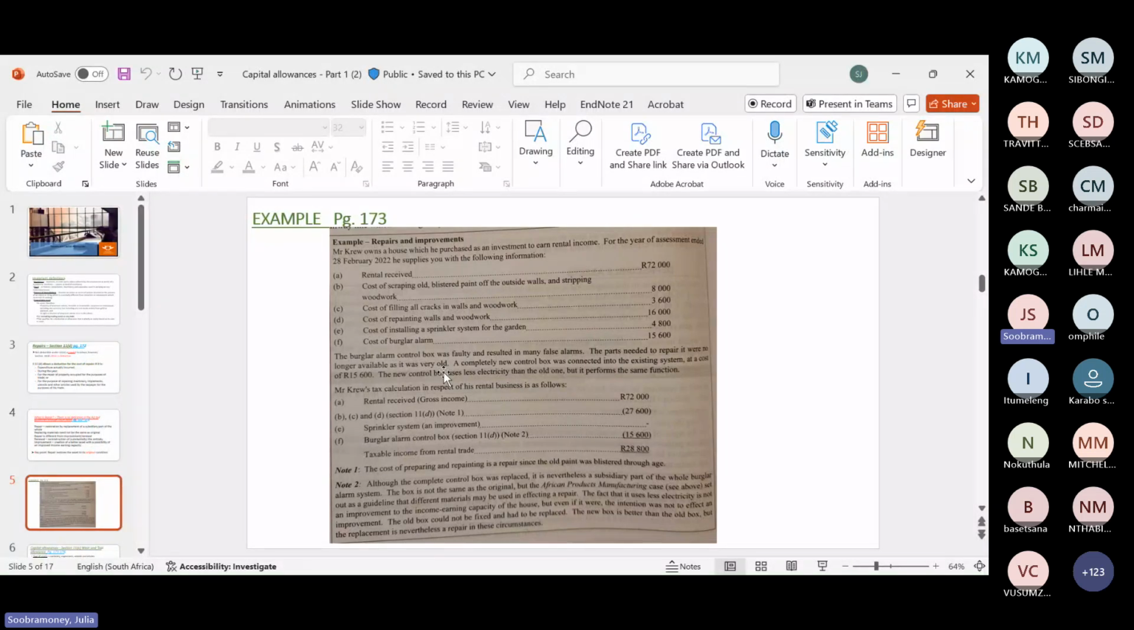And obviously the new complete box now uses less electricity. So yes, we're happy, we're going to gain. But that was not our intention. Our intention was not to put a new box. Our intention was to fix it. But because there was no part, we had to put a box. So we don't have the option here. So for this one, it's definitely going to be capital in nature. A repair, section 11D, 100% deductible.